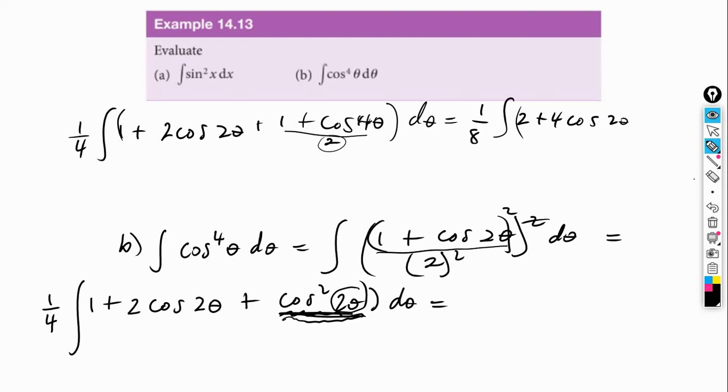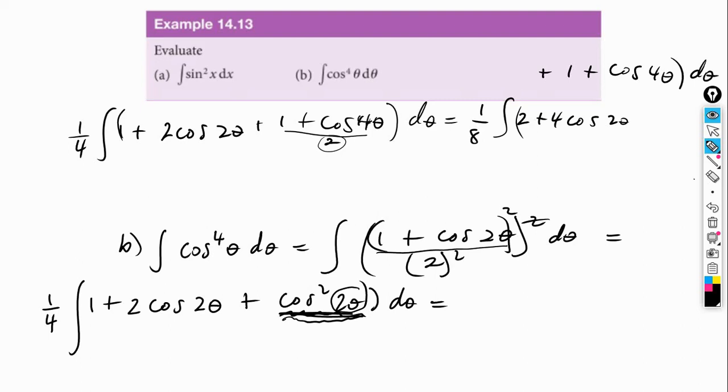I'm running out of space again, but I'll just move up here to the right. So 2 plus 4 cosine of 2 theta, and this just plus 1 plus cosine of 4 theta. And let's not forget this. But then this is easy just to integrate now as it is.